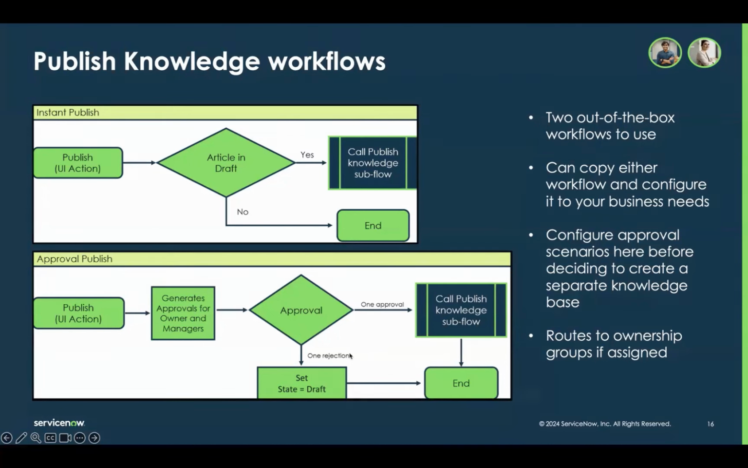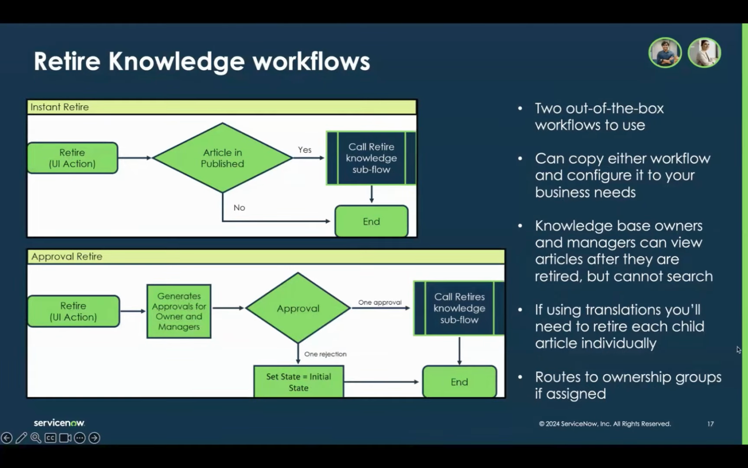If you need to use something other than our out-of-the-box workflow, we know a lot of customers have different approval scenarios and things they want to build in and different logic for routing. You can copy these, clone them, make your own, or you can call this subflow here and make your own. We suggest not editing the out-of-the-box one. We suggest copying it and configuring it to your needs, and then attaching your version to the knowledge base itself. So each knowledge base can have their own publish and retire workflows. It can be different across your IT and HR and different knowledge bases. They don't have to share the same one. But we give you these approval ones and these instant publish ones out of the box as templates to use, or if you want to use them for your processes.